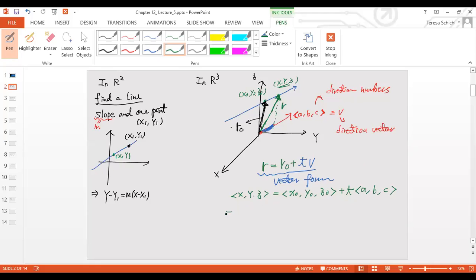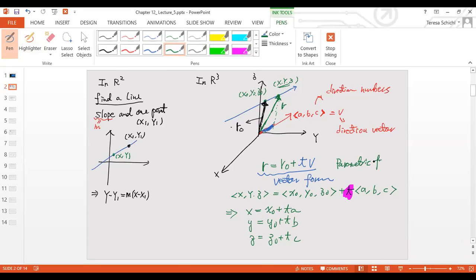Now you can put it this way. We say x is equal to x0 plus ta, y is equal to y0 plus tb, and z is equal to z0 plus tc. And like I said, the t here is the parameter. So what do we call this? This is what we call the parametric form.